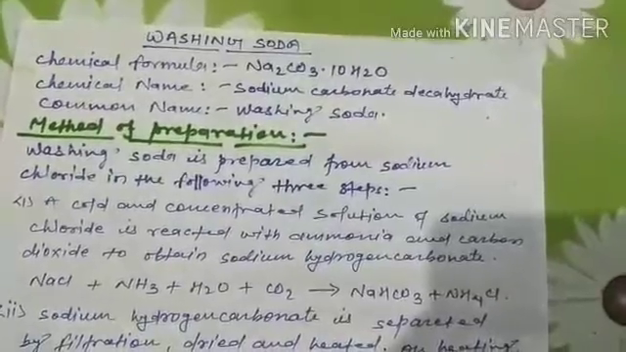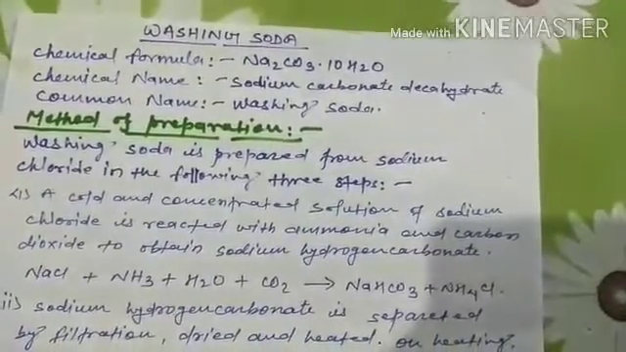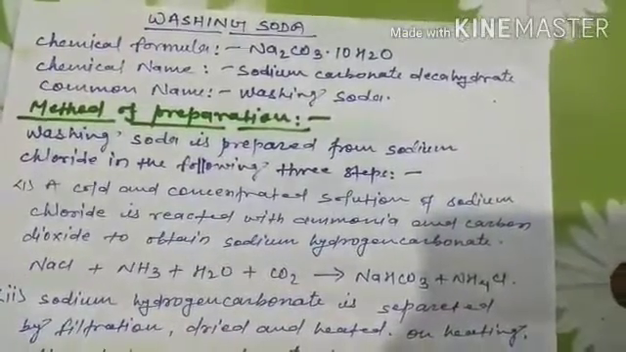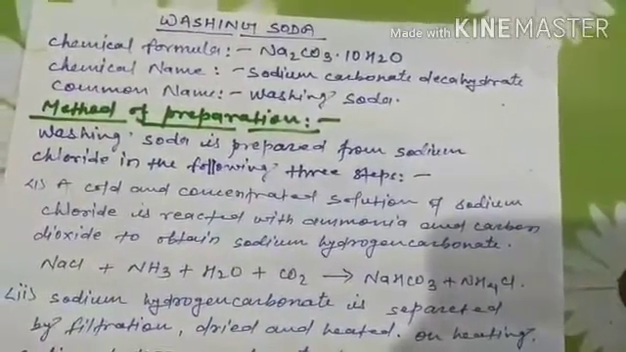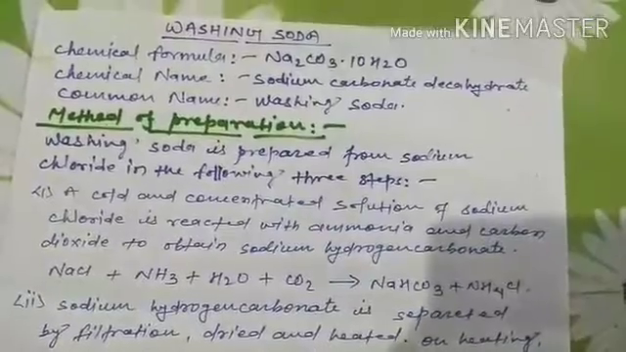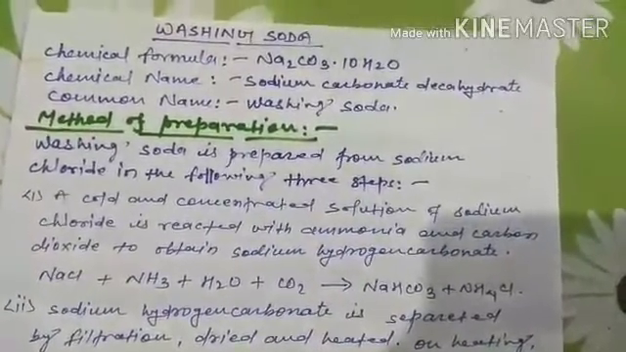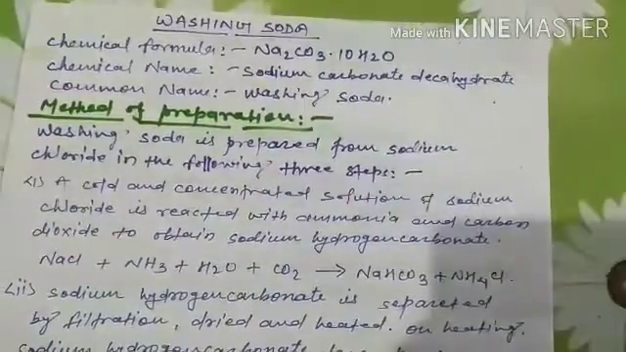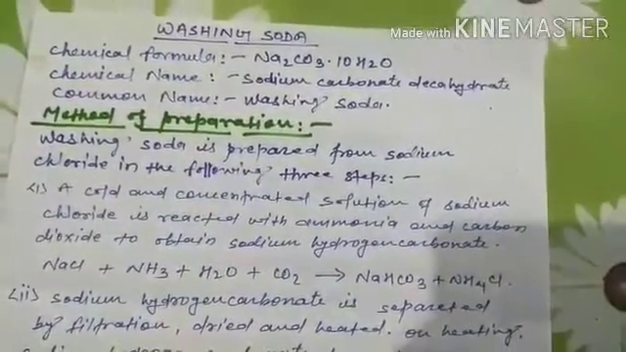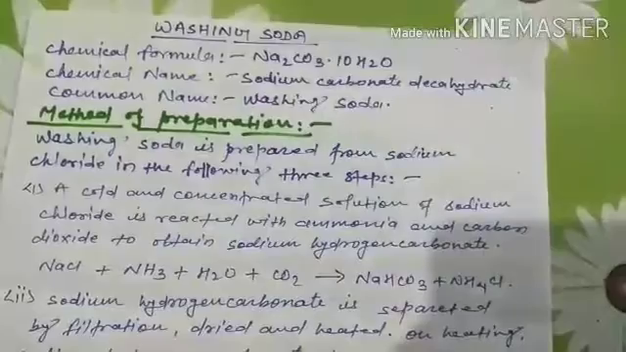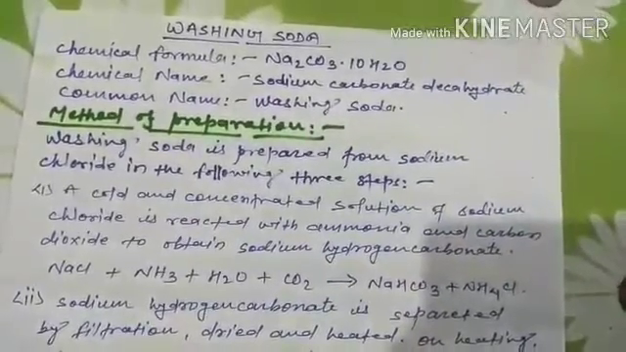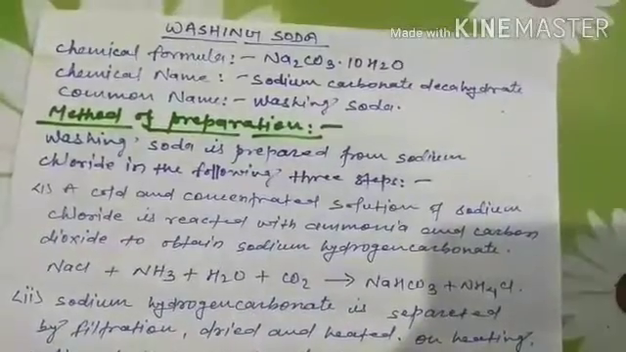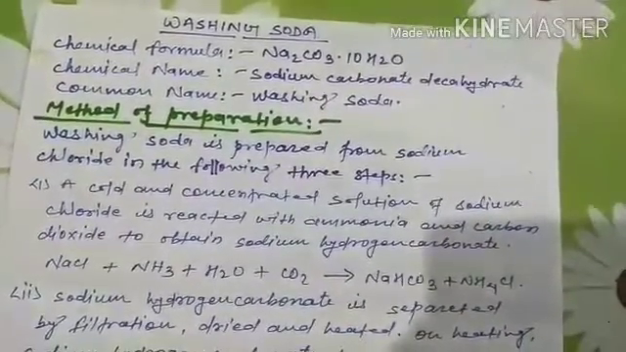Now, washing soda. Chemical formula of washing soda is Na2CO3.10H2O, and chemical name is sodium carbonate decahydrate. A common name is washing soda.